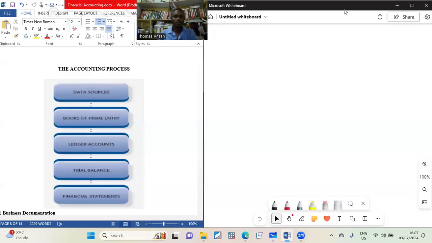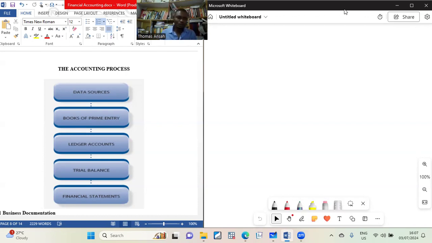All right, so guys, good afternoon, and you are welcome to part two of the accounting process. Now, in part one, we realized that there is an accounting process, and we went through it by understanding our source documents, because the source document is the basis for recording any transaction. This time round, we are going to do the next step.